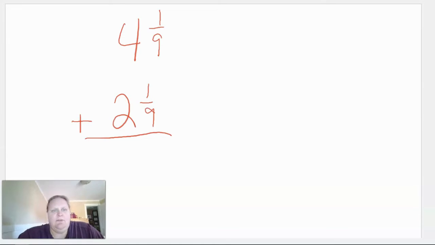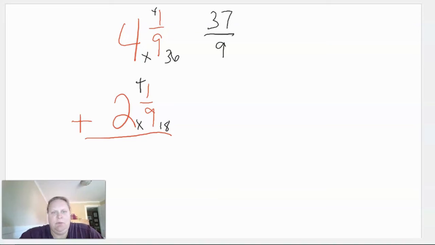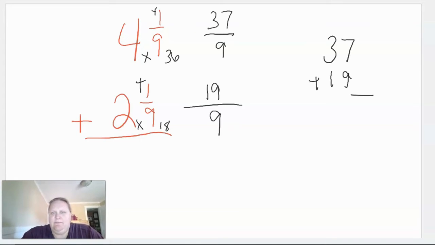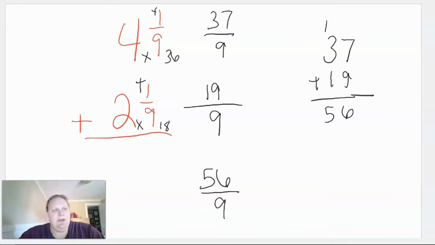And here's our last method. 4 times 9 is 36, plus 1 is 37/9. Over here we have 2 times 9 is 18, plus 1 is 19/9. Now we have to add our numerators. So 37 plus 19, that's 56/9.